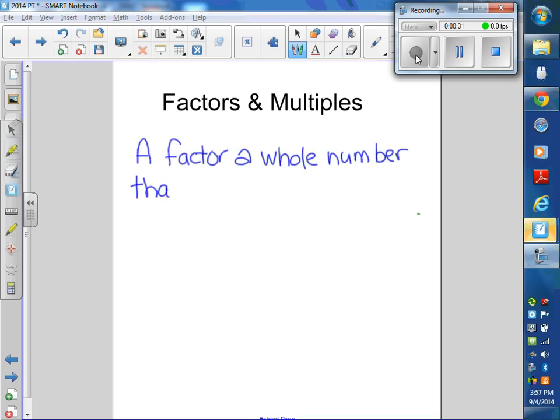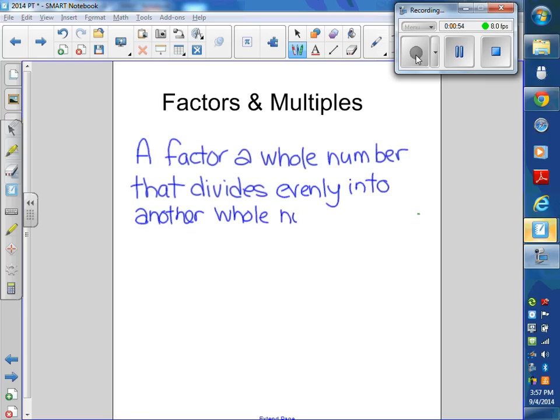that divides evenly into another whole number.